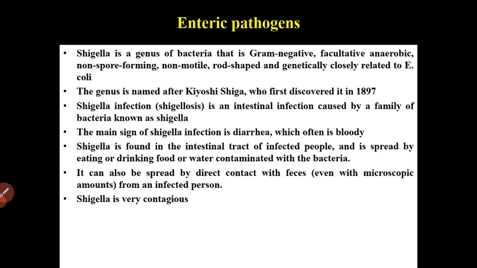Shigella infection, which is also called shigellosis, is an intestinal infection caused by a family of bacteria known as Shigella. Understood? The main sign of Shigella infection is diarrhea, which often is bloody. Shigella is found in the intestinal tract of infected people and is spread by eating or drinking food or water contaminated with the bacteria. Understood? It is an enteric pathogen.